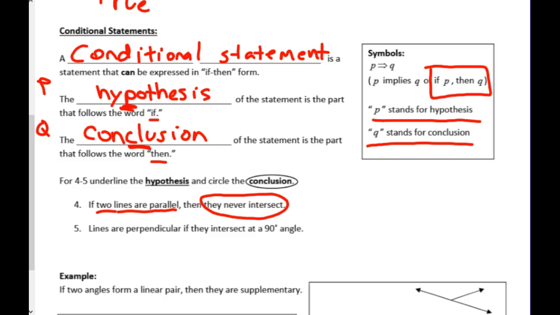Now, everyone, look closely. If I give you a page of just if-thens, this would be really easy, right? Sometimes they switch it around on you. Look at number 5. The if is not at the beginning, right? So after the if, what do I have to do? Underline after the if. So you've got to look for the word if, and then underline after that. So the first part is going to be my conclusion, which is Q, and the last part is my hypothesis, which is P. Okay?